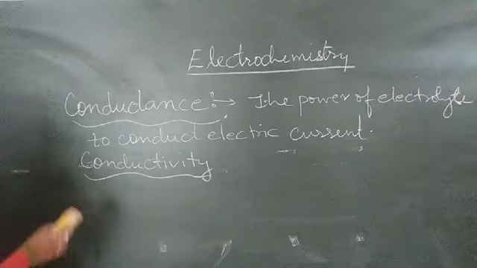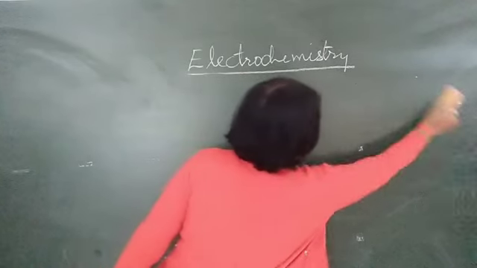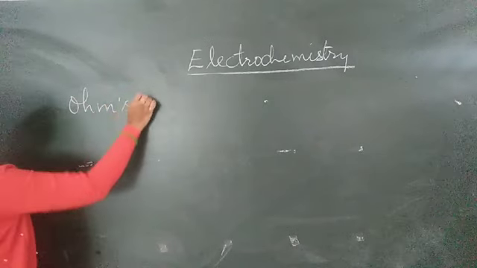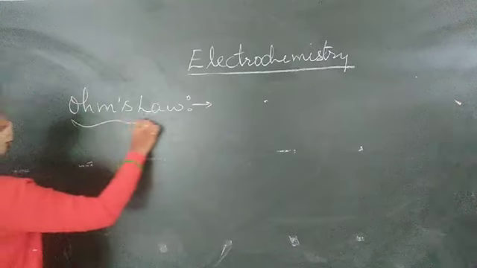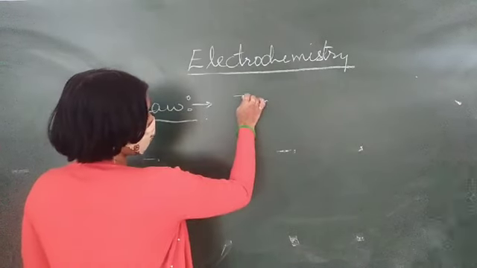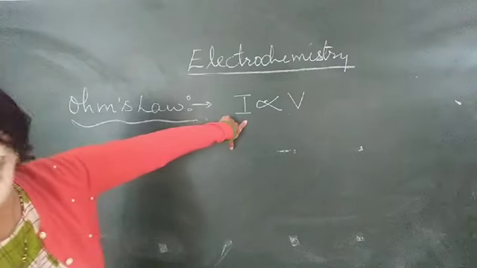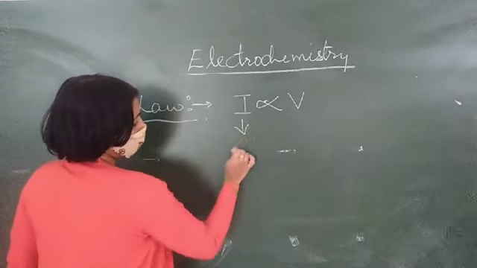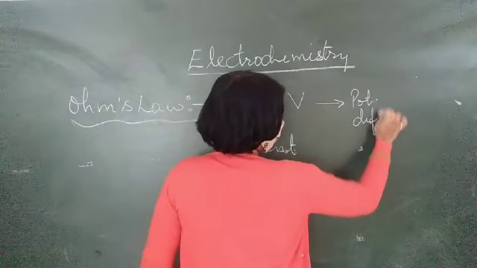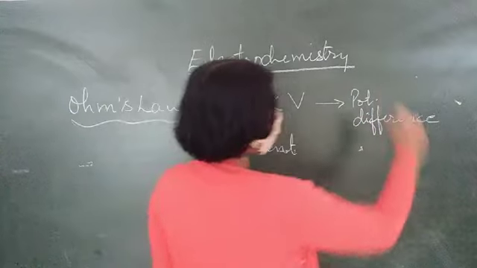Okay, now there are a few laws, because the electrical conductors obey some laws. The first law is Ohm's law. The main concept of Ohm's law is that I is directly proportional to V. What is I? I is current. And what is V? V is potential difference.